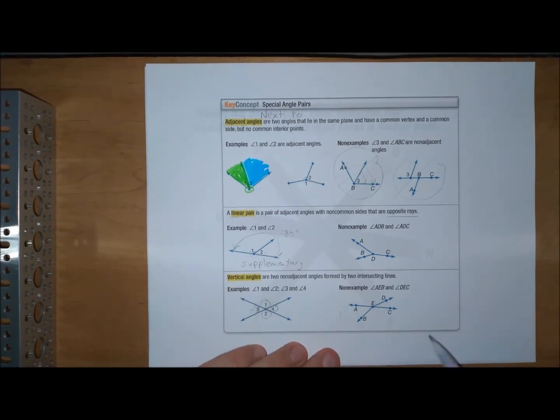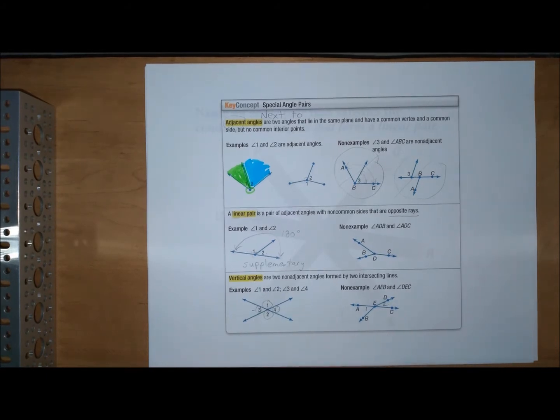So here's a non-example of vertical angles. You can see that even though AC looks like a straight line, BED is clearly not a straight line. So we do not call, I'm going to call this 1 and 2. In this case, angles 1 and 2 are not vertical angles, because they're not formed by two straight lines crossing each other, and they're not going to be congruent to one another. All right, let's take a look at some examples.